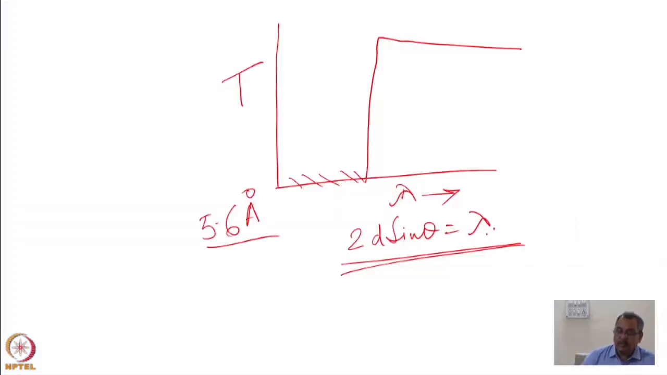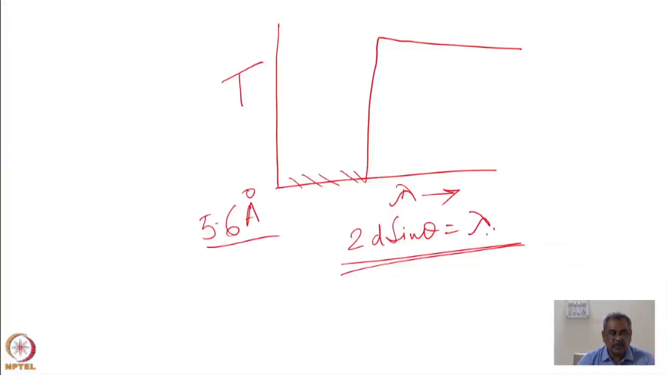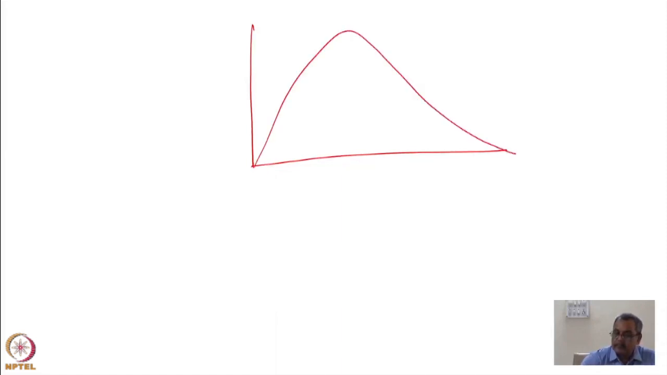So now, when I put a beryllium oxide polycrystal in the beam, what happens, I'm drawing it as lambda. Now this is the Maxwellian which is coming from the reactor.